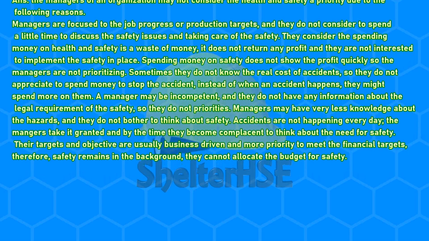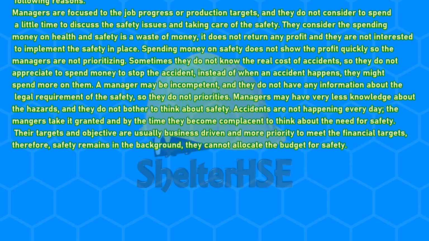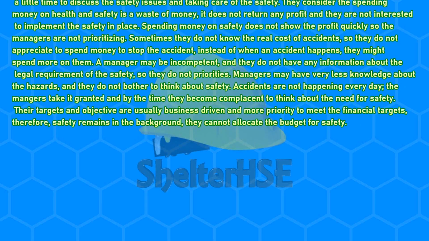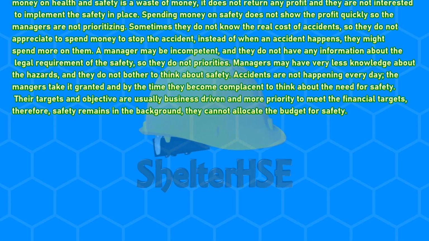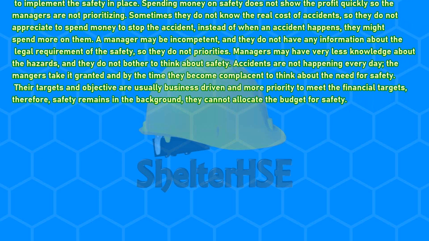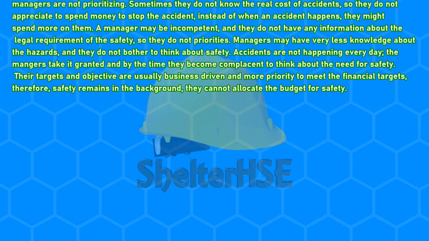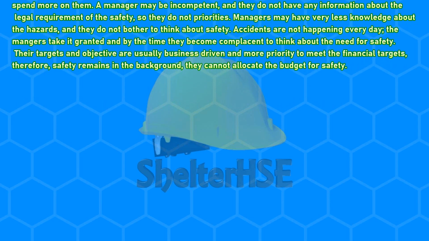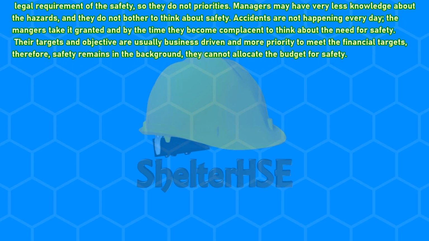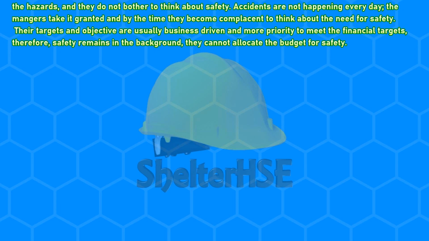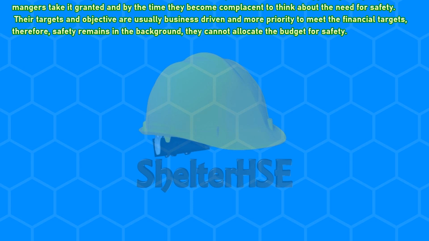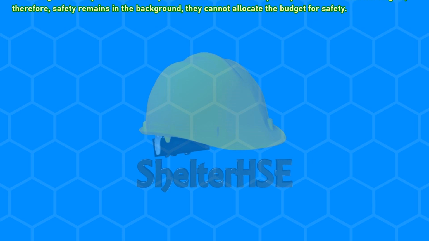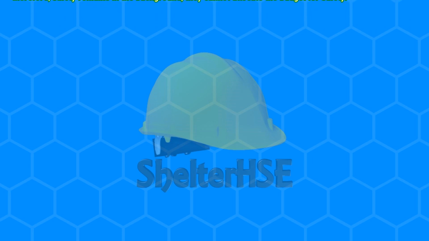A manager may be incompetent, and they do not have any information about the legal requirements of safety, so they do not prioritize it. Managers may have very little knowledge about the hazards, and they do not bother to think about safety. Accidents are not happening every day, the managers take it for granted, and by that time they become complacent to think about the need for safety. Their targets and objectives are usually business-driven, with more priority to meet the financial targets, therefore safety remains in the background, and they cannot allocate the budget for safety.